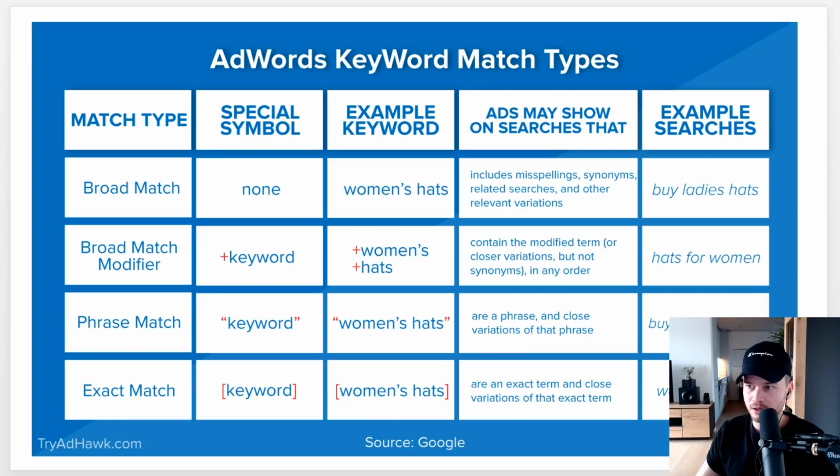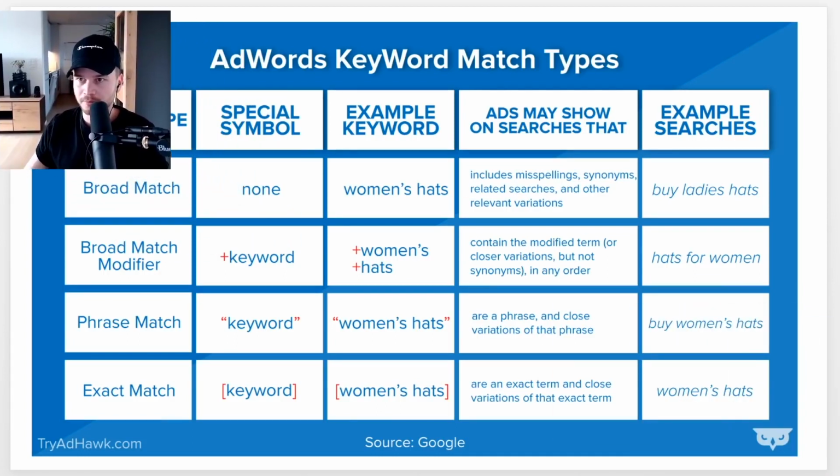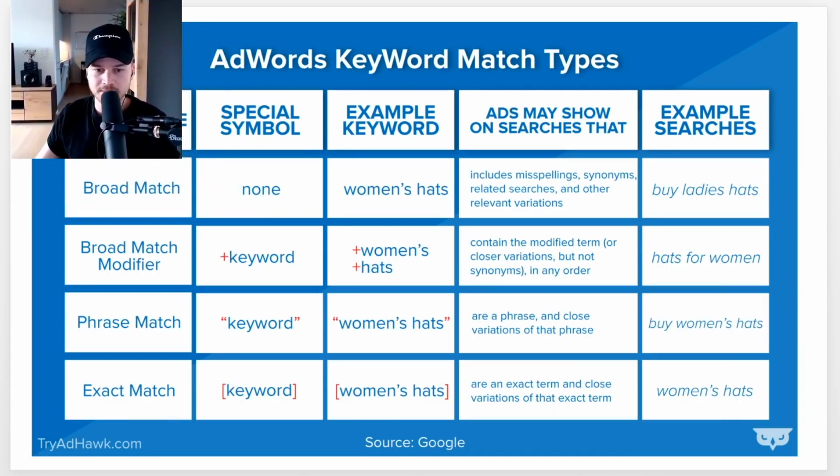As an example, when somebody types in women's hats and I do the exact match of women's hats, then people only see it when they type in women's hats or women's hat, for example, because that's the singular version of hat. And then there is the phrase match. When you put in these quotation marks around your keyword, then the keyword has to be part of the phrase that people type in the search bar. So when people type in buy women's hats, then my ad will also show up.